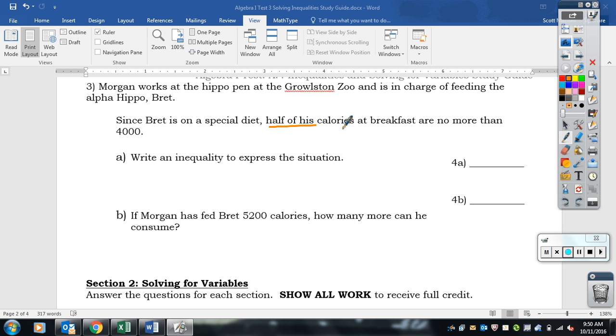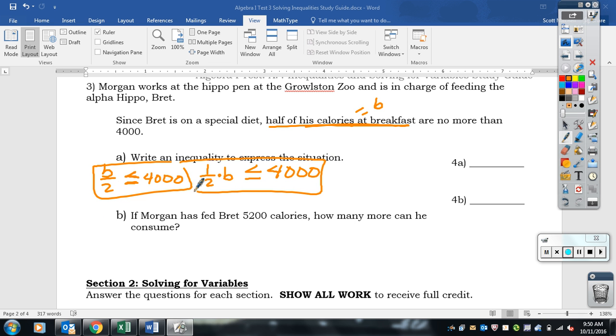So half of his calories, so 1/2, we'll call it his breakfast calories, we'll call that B. 1/2 of his breakfast calories can be no more than, which is less than or equal to 4,000. So half of the calories he gets is not more than 4,000. So half of that, whatever that is, or you could do B divided by 2, is not more than. So not more than would be equal to is not more than, and also less than is not more than. So either one of these would be acceptable.